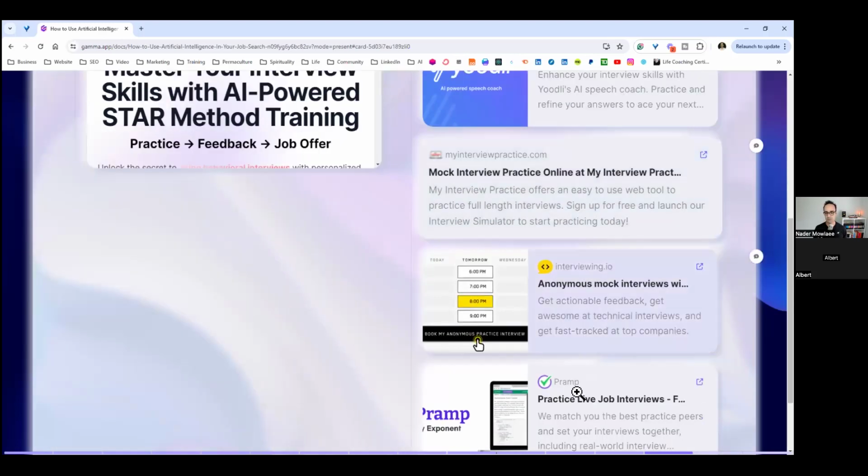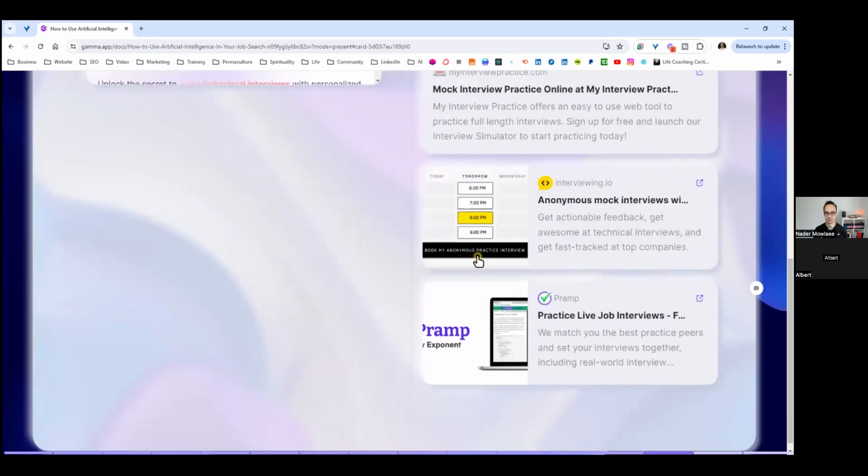But any of these, Pramp, interviewing.io, myinterviewpractice.com, if you're already using them, go for it. I got nothing against them. They all have their own benefits. They all have good feedback. They're all great platforms.